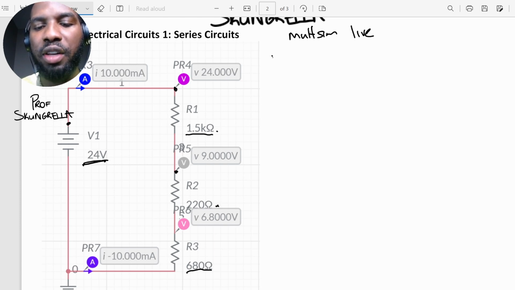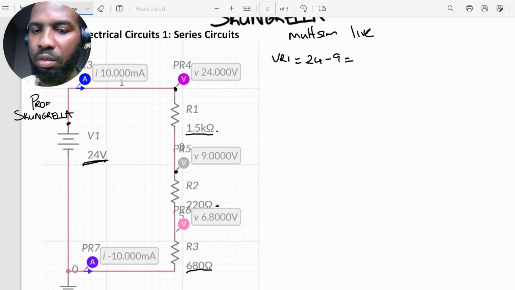So let's do that. We can say that VR1 is going to be equal to 24 minus 9, which gives us what? I think it's that. Okay, let me calculate that.